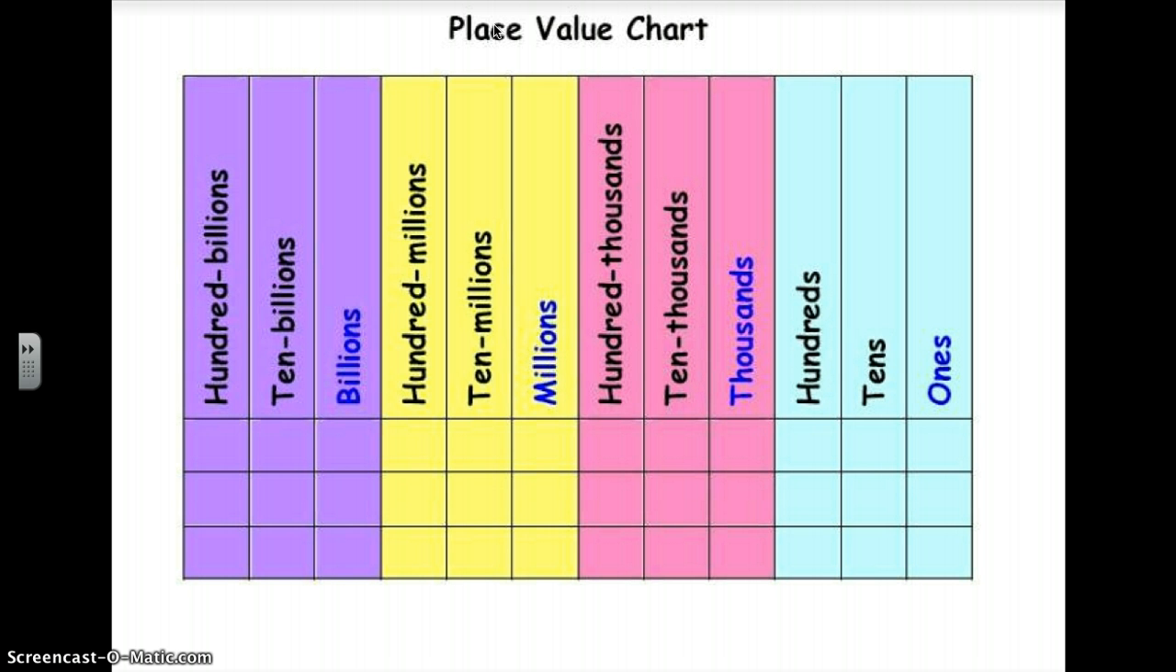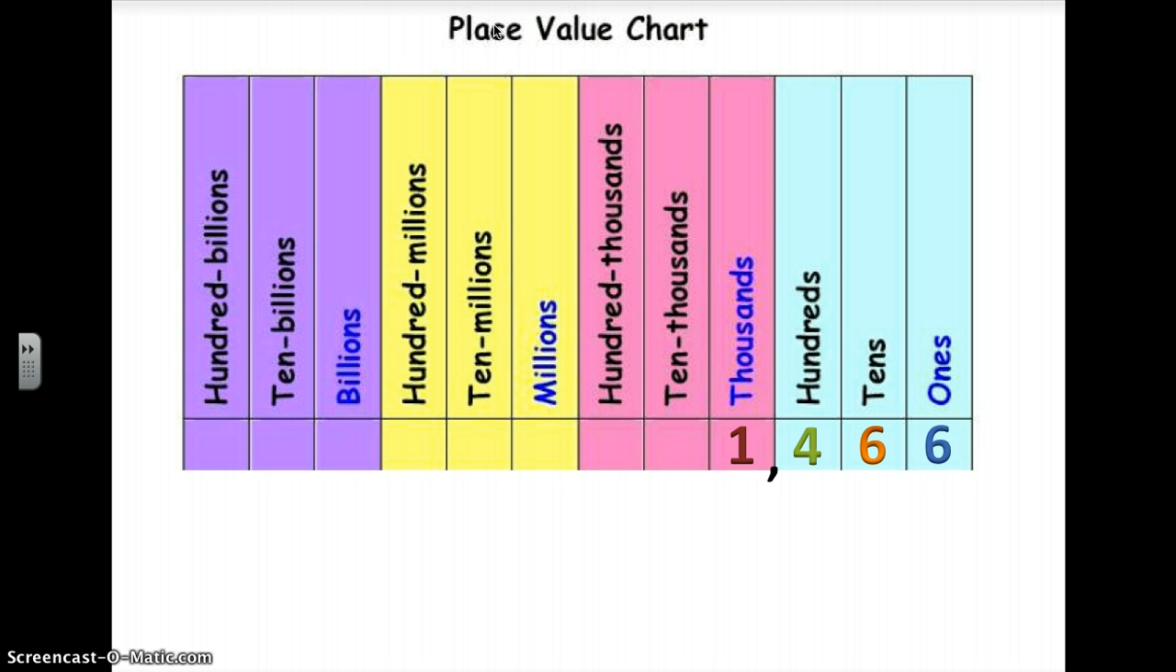So if we're looking at ones, tens, hundreds, we call this period or this family the ones family. Thousands, 10,000s, 100,000s, as you would guess, the thousands period or thousands family. Millions, 10 millions, 100 millions, millions family or millions period, while billions, 10 billions, 100 billions will fall under, right, the billions family or the billions period.